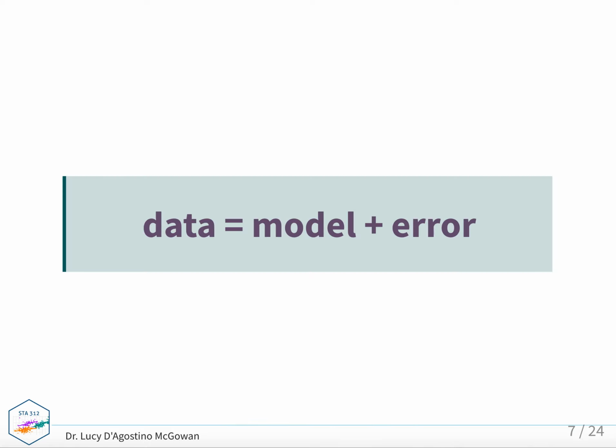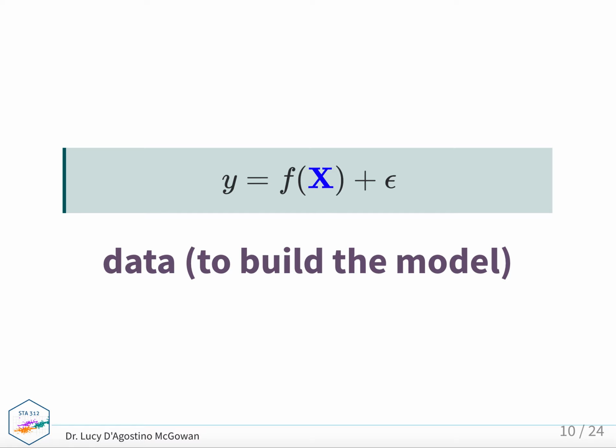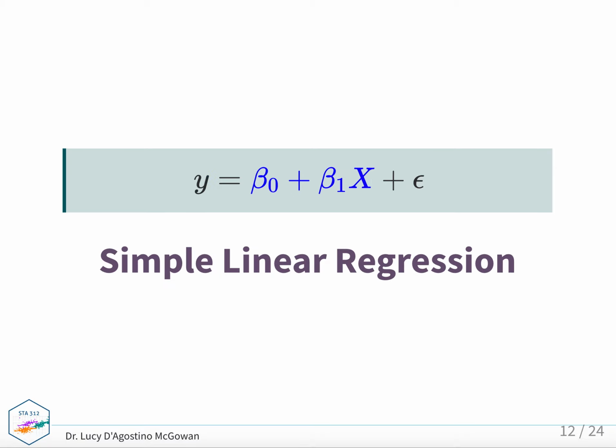This is the general framework that we're working in, particularly in the linear model space. We've got data equals model plus some error. In math speak, it's something like this: y is a function of x plus some error term. That function of x is your model, and x is the data used to build the model. Y is the data, the outcome that you're trying to estimate. And the easiest way to do this is via a simple linear regression.